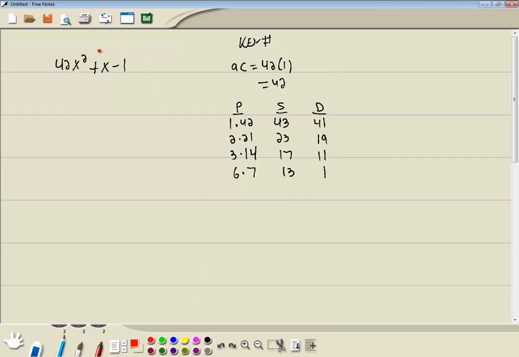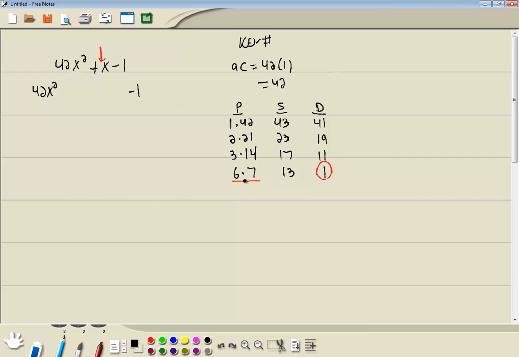Now, the number we're looking for is the number in our middle term, which is the 1. Remember, if there's no number here, it's an invisible 1, which is right there, which means we're going to use 6 and 7. Now, remember the key number, we're going to rewrite our middle term using those 2 numbers.